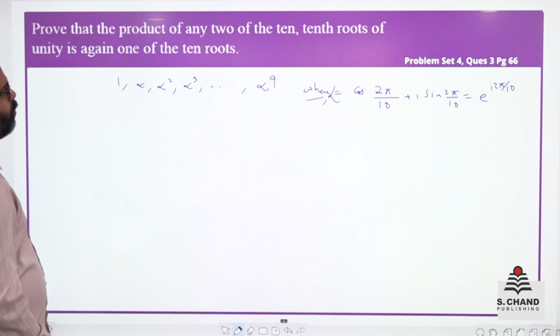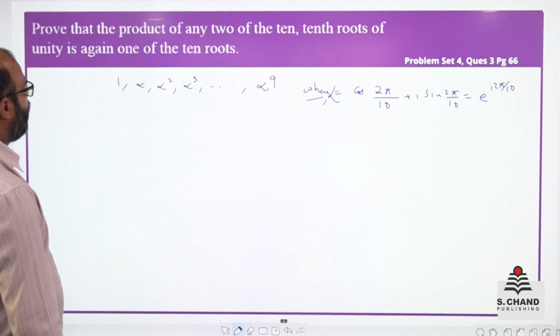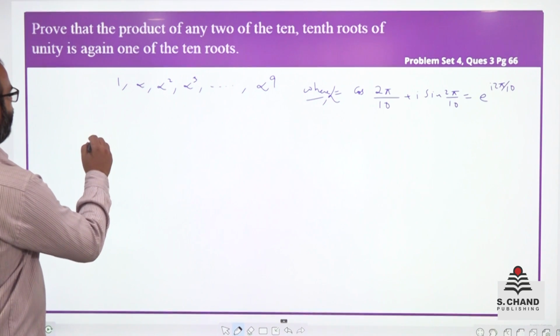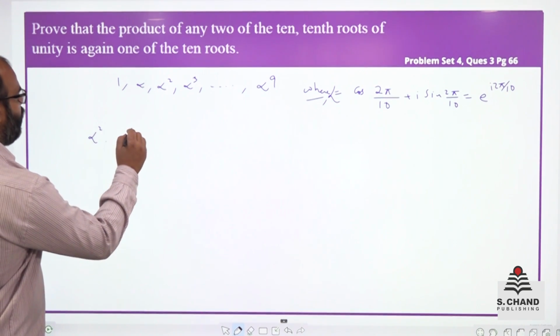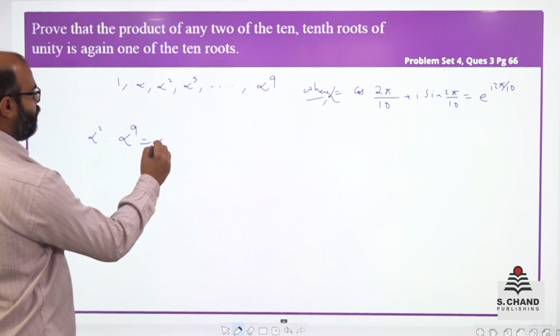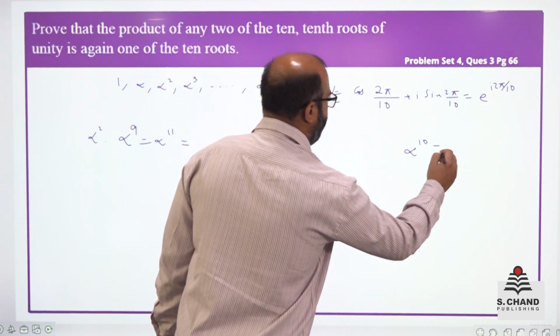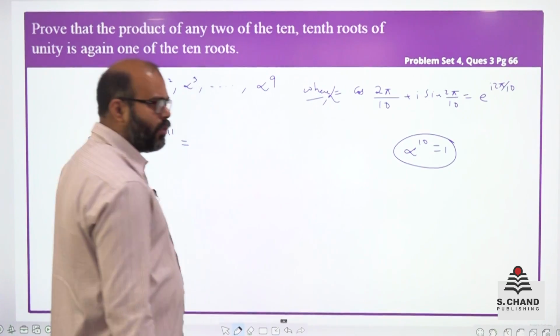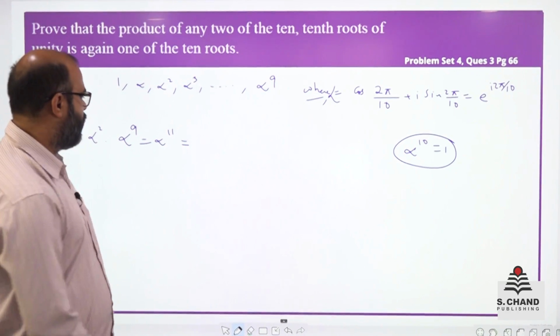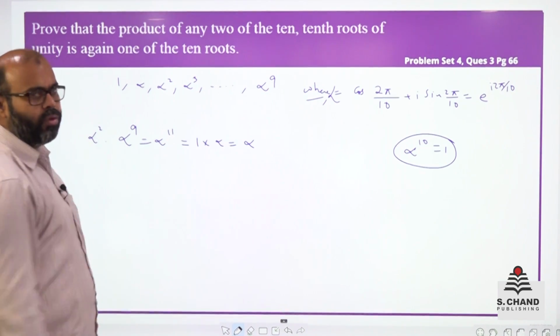Now it is saying that the product of any two of the 10th roots of unity is again one of the 10 roots. Suppose we take randomly alpha square into alpha to the power 9, two 10th roots of unity. This will become alpha to the power 11. And we know that alpha to the power 10 is equal to 1, because it is a 10th root of unity. So this will be 1 into alpha, which is alpha, one of the 10th roots of unity.